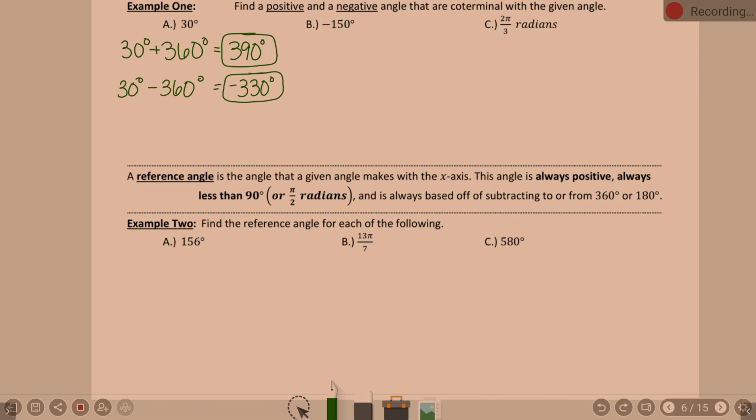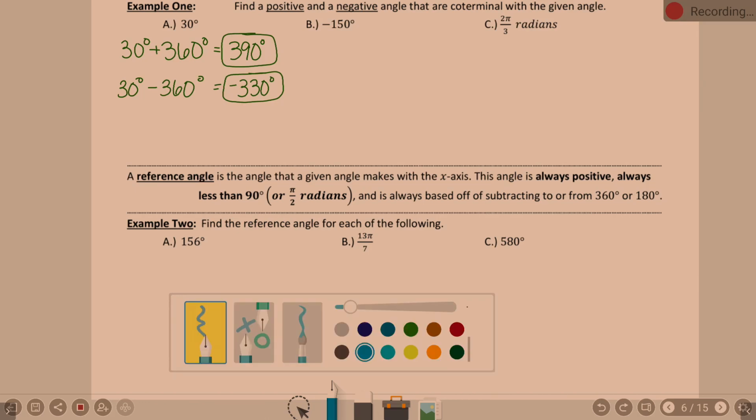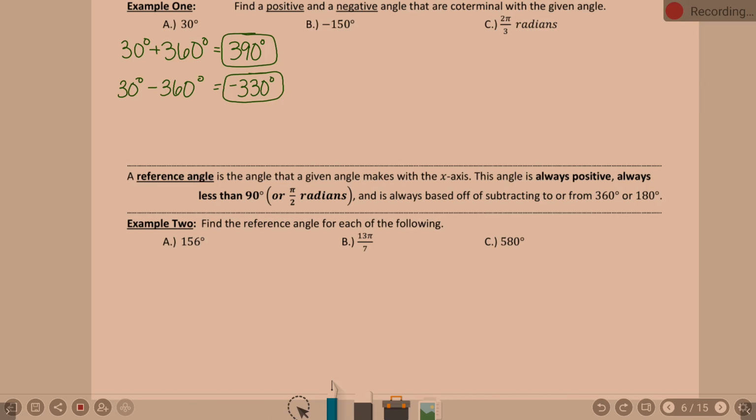So what about B? Negative 150 degrees. I want coterminal angles there, a positive one and a negative one. What am I going to do? Same thing. What happens if I take negative 150 and I add 360 degrees? We'll get 210. 210 degrees is another name for negative 150.